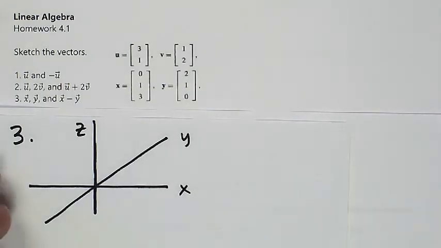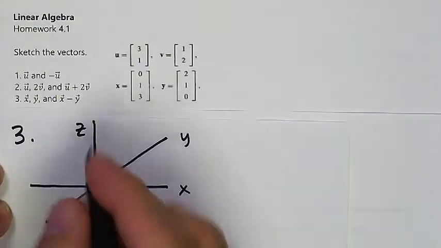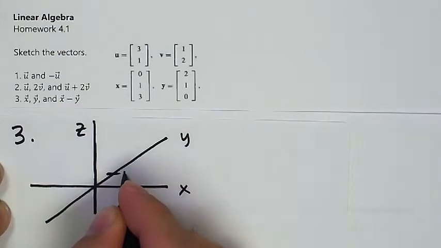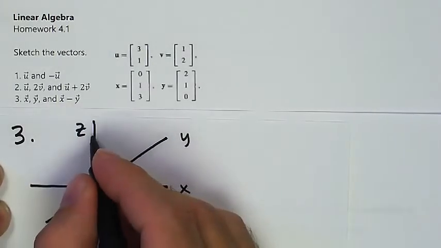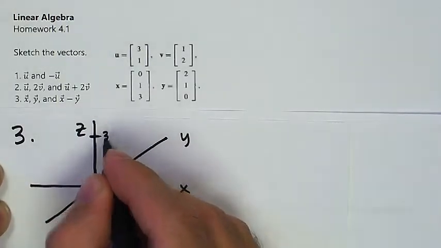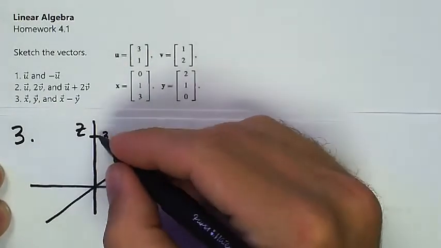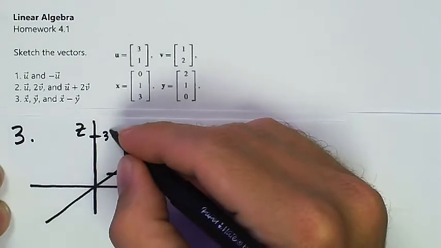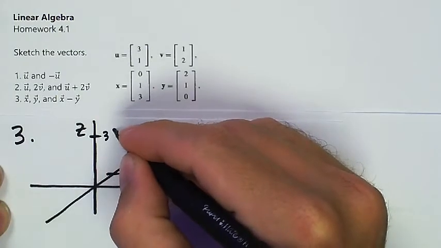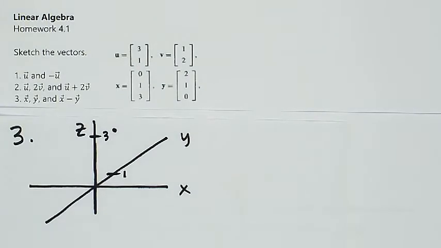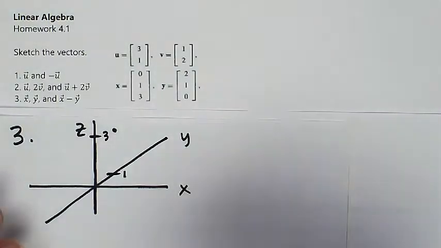So x is going to be where the first coordinate is 0, the second coordinate is 1. Maybe we'll mark that there. And the z coordinate, the third coordinate, is 3. Okay. So what we're going to do is just trace out parallel to that. We're above that 1. I think that's going to be x. And I will draw x in blue.